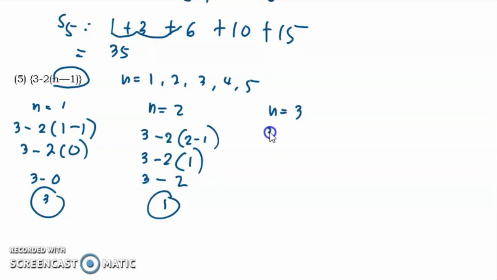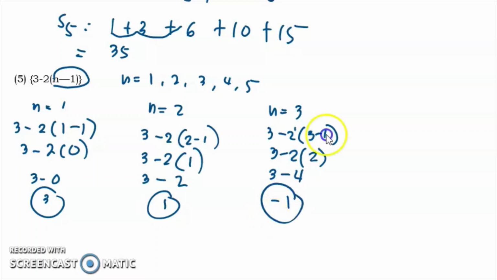So, you have here 3 minus 2, and then, ang n ay 3 minus 1. So, 3 minus 2, what is 3 minus 1? Laging nasa parenthesis yung muna, ha? 3 minus 1 is 2. So, 2 times 2 is 4. So, 3 minus 4. 3 minus 4 is negative 1.